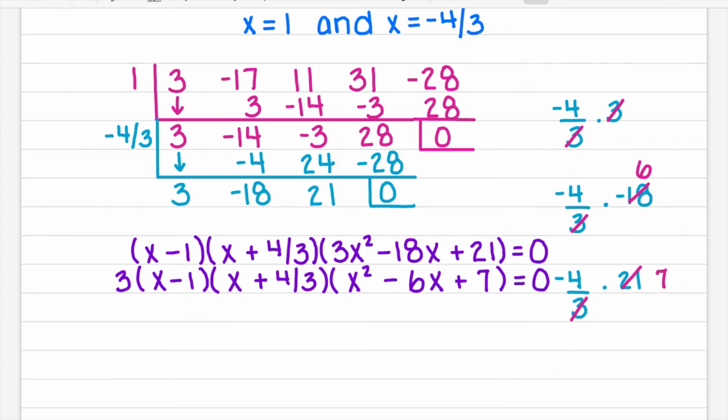Okay, now we factored as much as possible. You might think that you can factor this last piece, but it's not going to work because you need two numbers that add to negative 6 and multiply to positive 7. So it would only be either 1 and 7 or negative 1 and negative 7, and neither of them add to negative 6. So I'm going to make a t-chart.